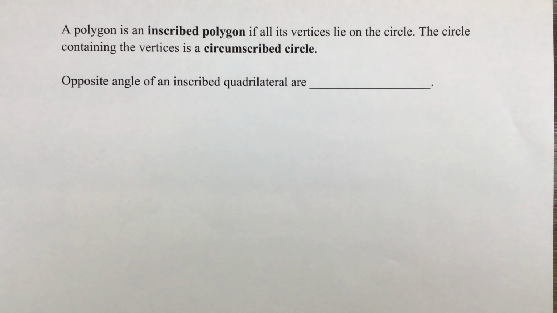Next, we have something pretty interesting to look at here. A polygon is an inscribed polygon if all of its vertices lie on the circle. That would mean that all the points of that polygon are going to be on the edge of the circle. The circle containing the vertices is a circumscribed circle. Inscribed means to be inside of something. Circumscribed means to be around something. And we are going to complete this statement here. The opposite angles of an inscribed quadrilateral.